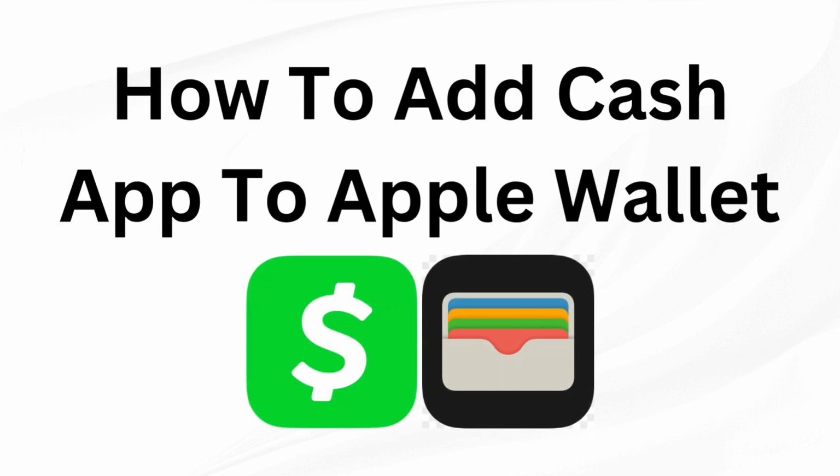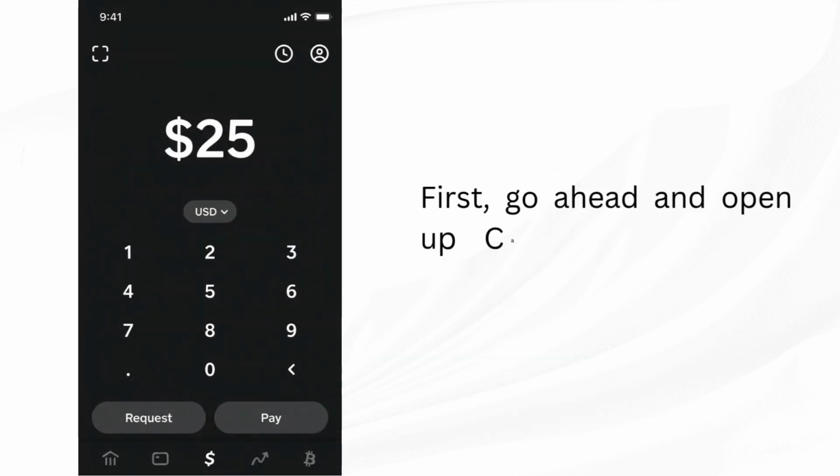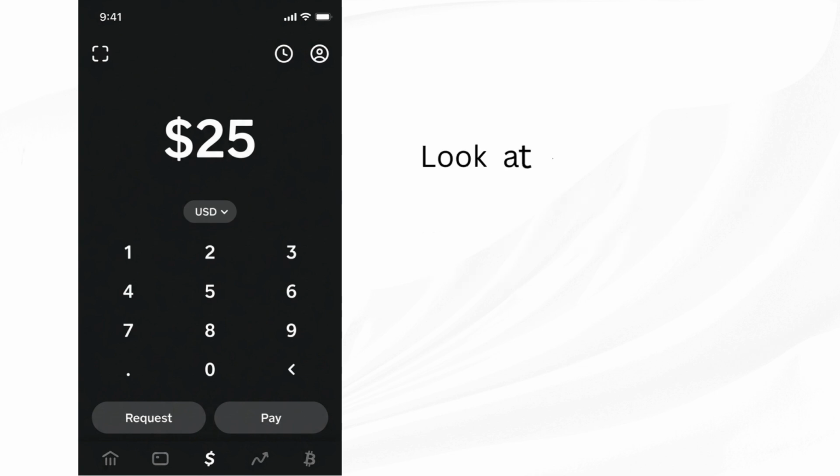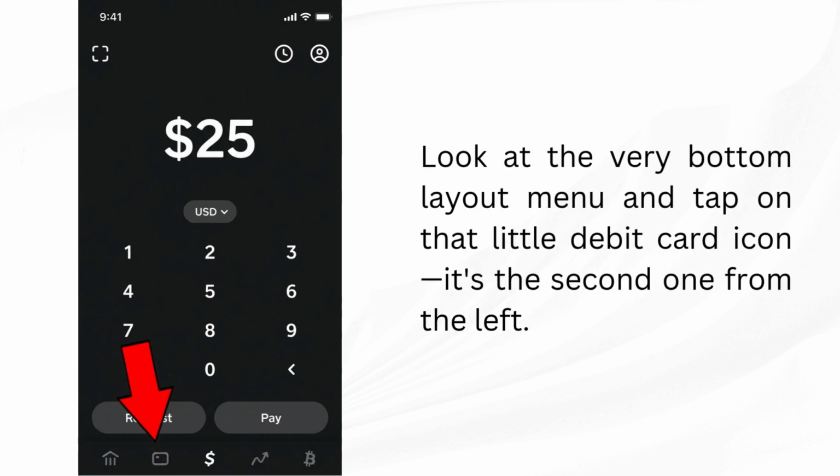How to add Cash App to Apple Wallet. First, go ahead and open up Cash App on your iPhone. Look at the very bottom layout menu and tap on that little debit card icon. It's the second one from the left.